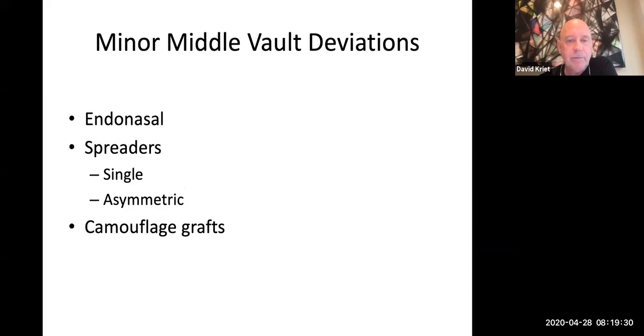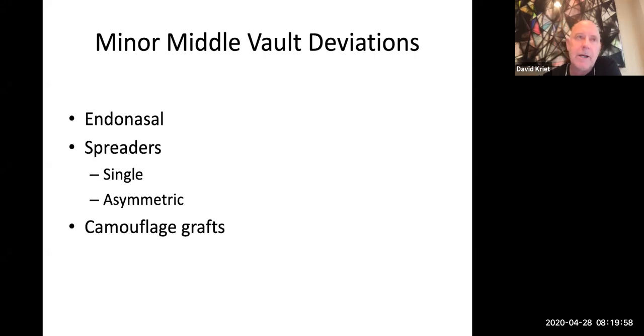So what about the middle vault? We talked about the bony vault. For middle vault deviations, there's a number of different ways to handle those. You can do endonasal techniques, so spreaders, either a single spreader or asymmetric spreaders. So you can take advantage of varying thicknesses of your spreader grafts to try to camouflage problems. And then you can also use onlay camouflage grafts.